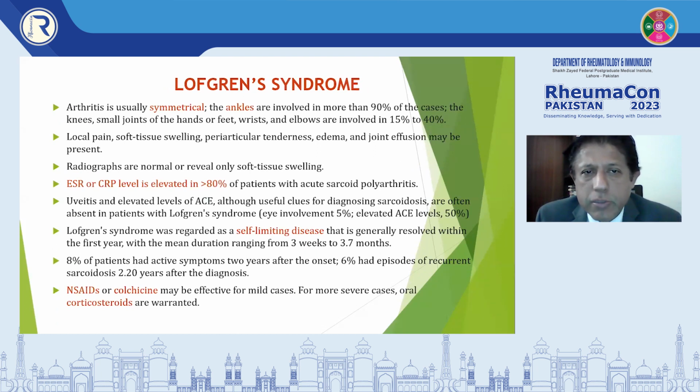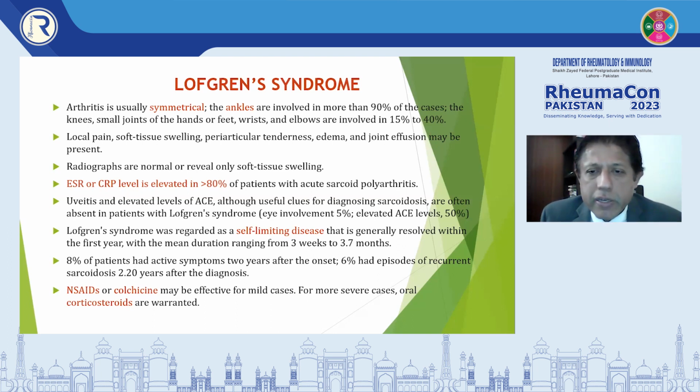Mostly the arthritis is bilaterally symmetrical, and ankles are very commonly involved. In more than 90% of the cases the ankles would be involved, but other joints can be involved, such as hands, feet, wrists, and elbows. You're going to find evidence of synovitis on examination. Obviously, we do take the baseline X-ray of the joints, but they're mostly non-revealing. The inflammatory markers are raised in more than 80% of the cases. An important thing to remember is that there's no uveitis and no ACE level elevation in Lofgren syndrome. So that is one differentiating feature.